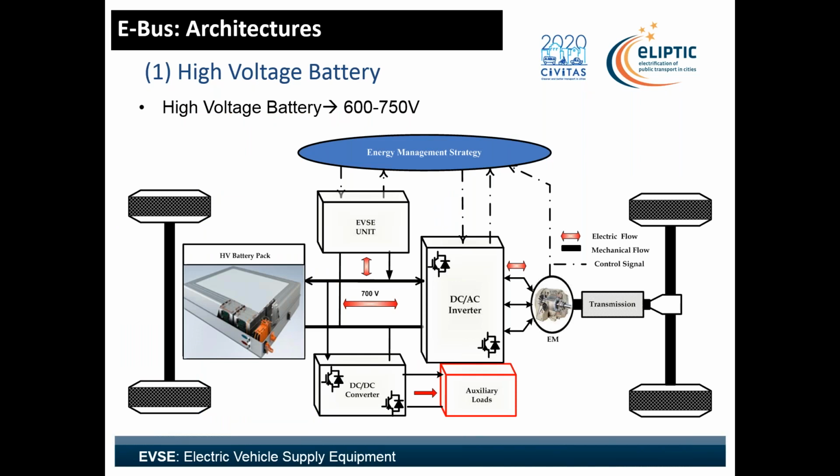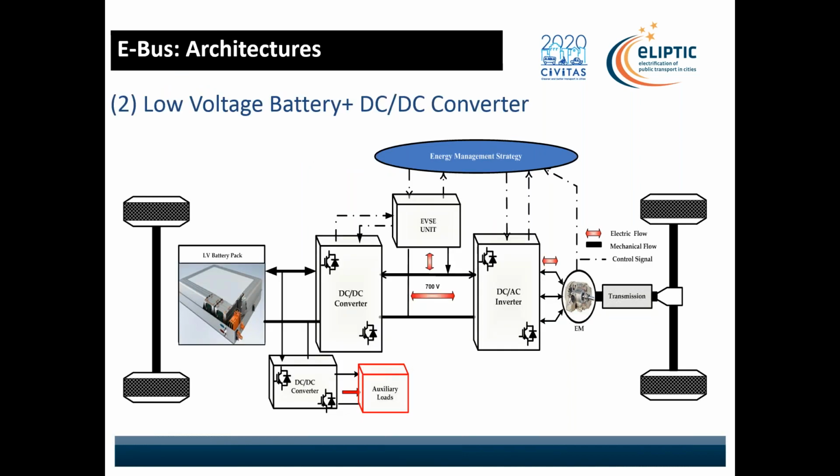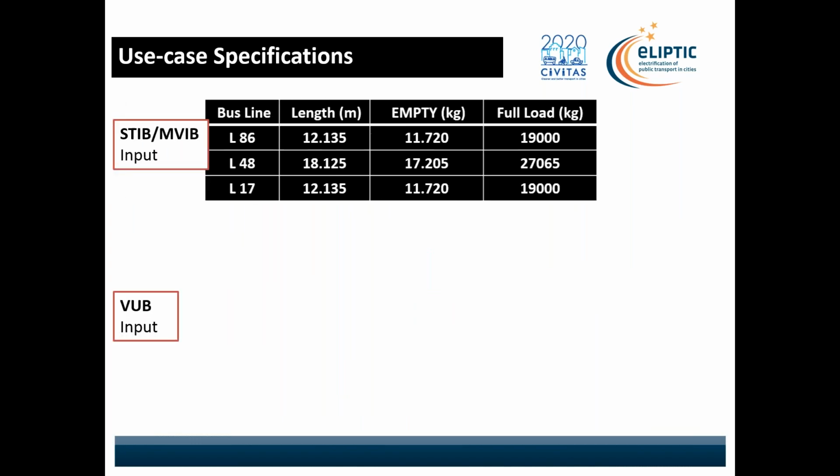So the voltage varies from 600 to 700, the DC link 750, and you have the battery and the auxiliary and the inverter and the possibility of charging and so on. And then we have another one, instead of using a high voltage battery, use a low voltage battery. In this case, we have to integrate another device called DC converter to boost the DC voltage to 700 or 750. And our focus is to have high voltage.